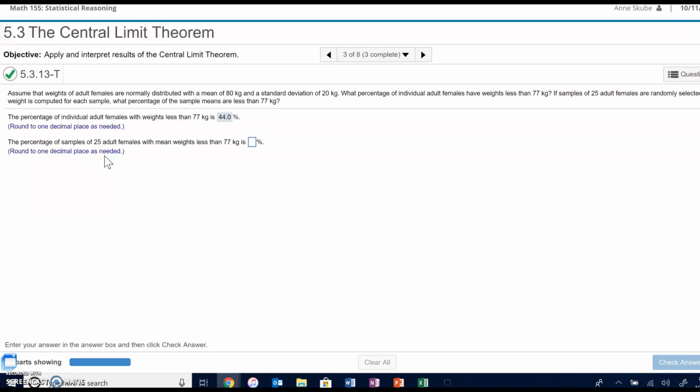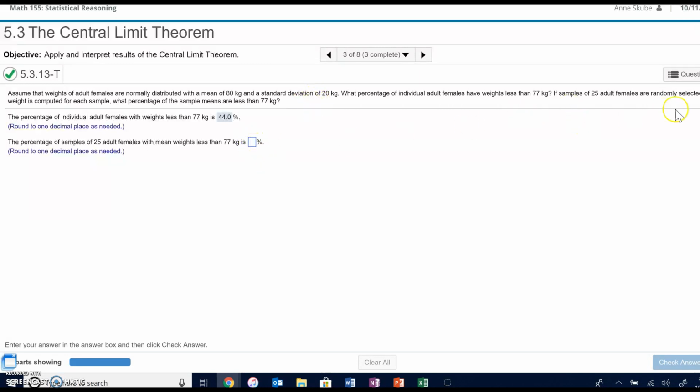How we figure that out is you take the standard deviation, 20, and divide it by the square root of our sample size, which is 25. With our technology, 20 divided by the square root of 25, we're going to get 4. So 4 is going to be our standard deviation, and we take the same mean, because the mean does not change no matter what the sample size is, but the standard deviation does.